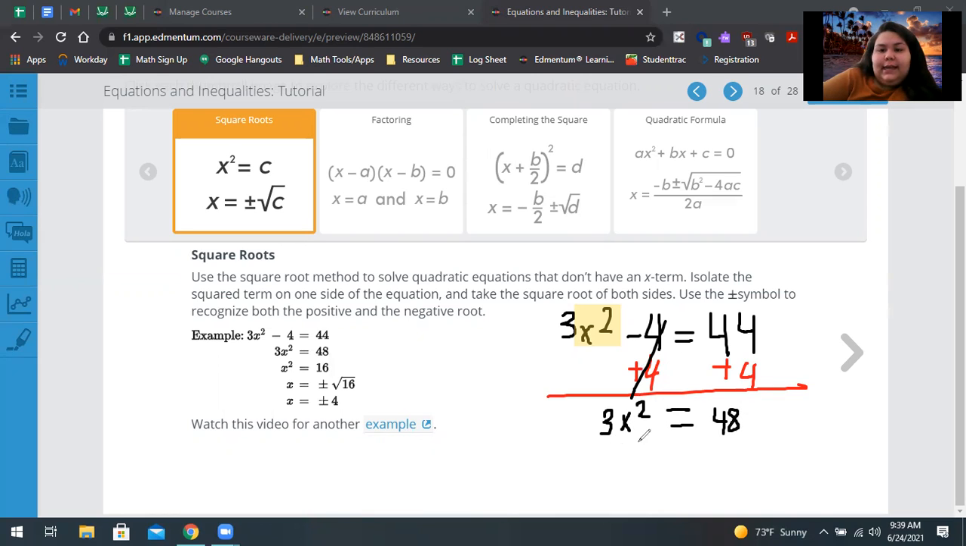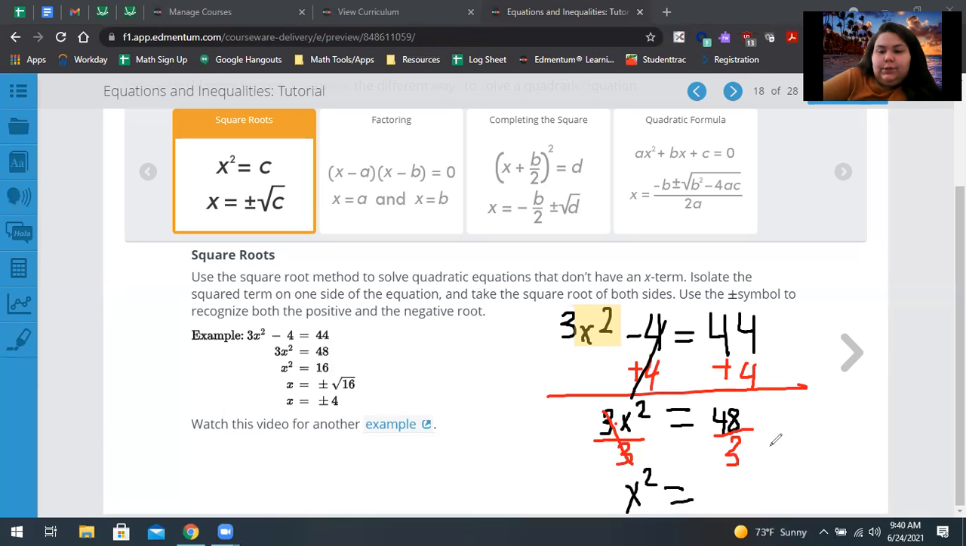Again, we want to isolate just x squared. So now we can remove that 3. Keep in mind, what's happening between 3 and x squared is multiplication. So we do the opposite of multiplication, we divide. We're going to divide by 3, and that is going to isolate your x squared.